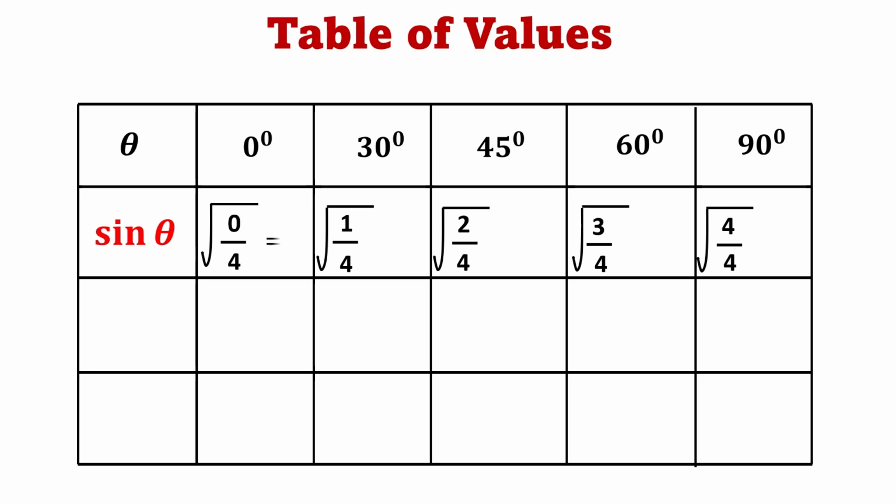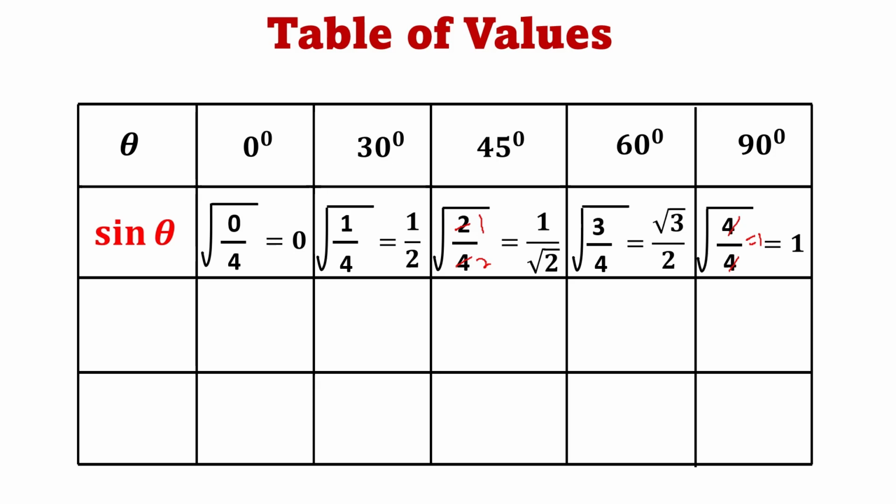The square root of 0 over 4 will be 0. The square root of 1 over 4 will be 1 over 2. The square root of 2 over 4, here we cancel out 2 and get square root of 1 over 2, which will be equal to 1 over square root of 2. Square root of 3 over 4 will be equal to square root of 3 by 2, and again square root of 4 over 4, we cancel 4 with 4 and get 1, and square root of 1 is 1.